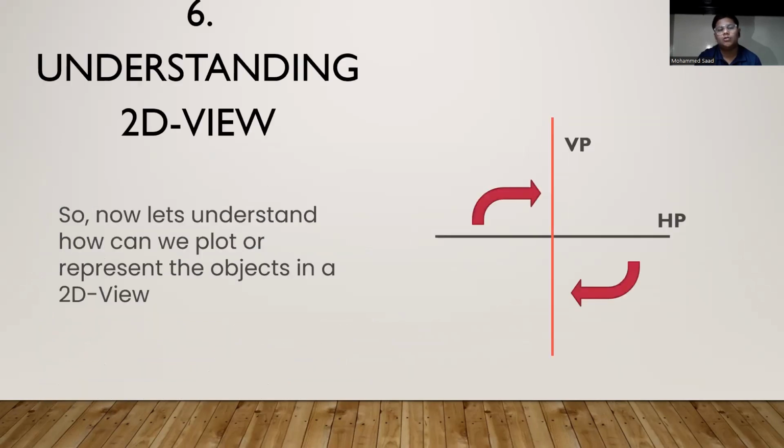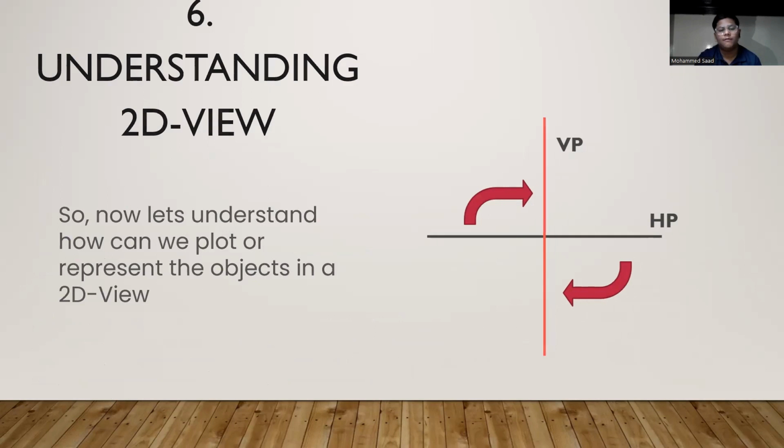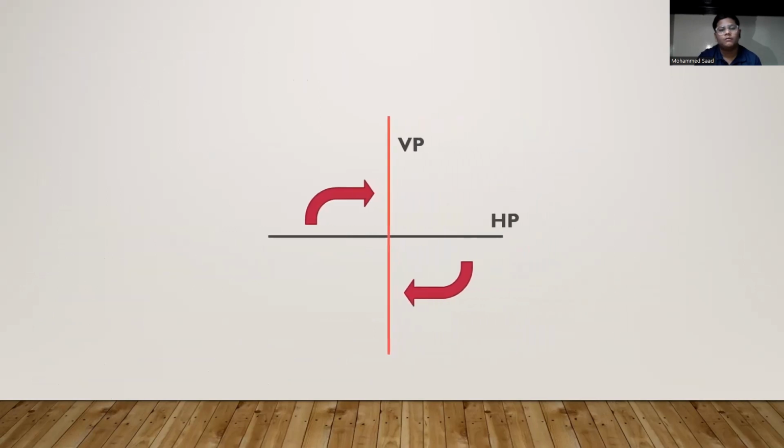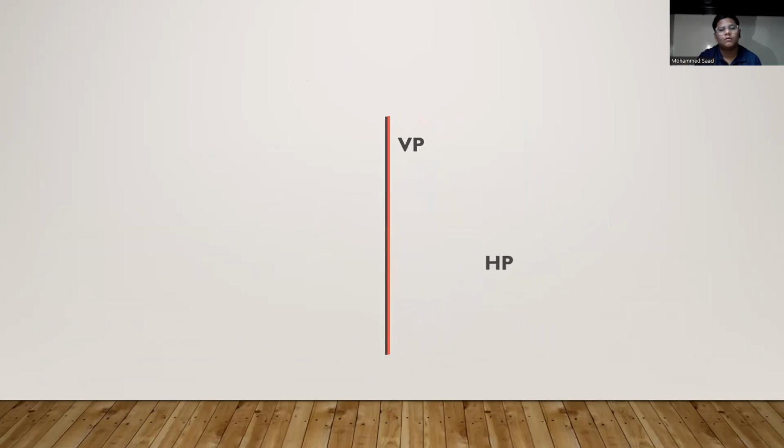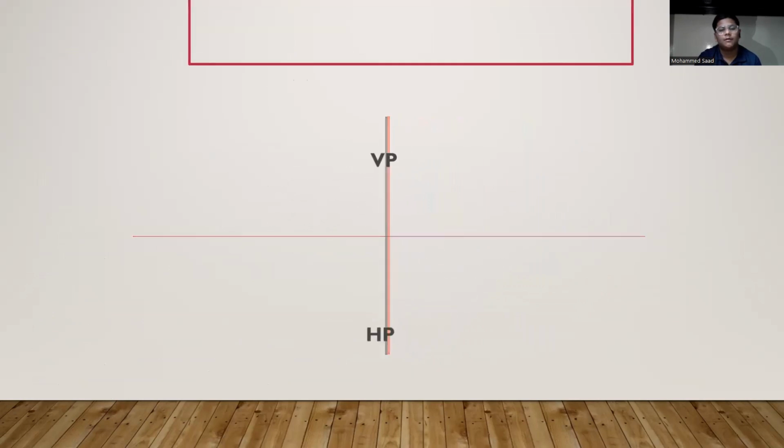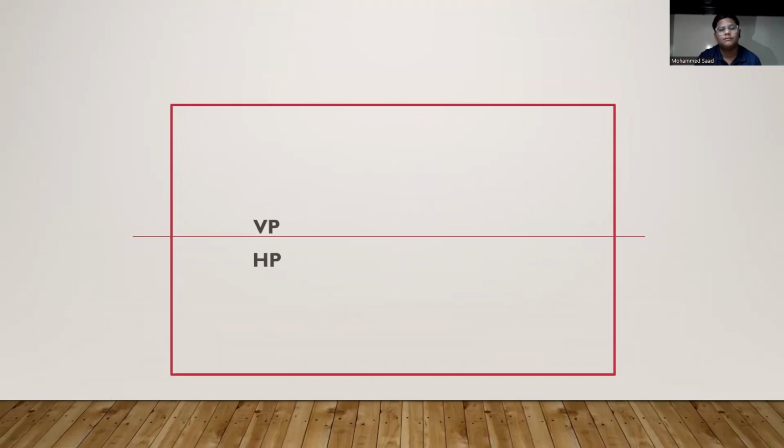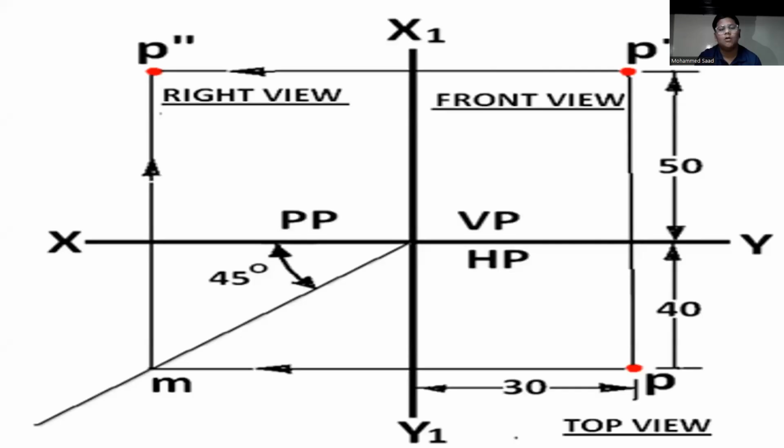Understanding the 2D view. Now let's understand how we can represent the object in 2D view. VP and HP. Now we can see in the diagram that HP and VP are present here: right view, front view, top view.